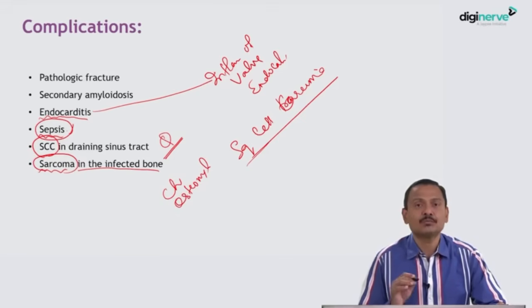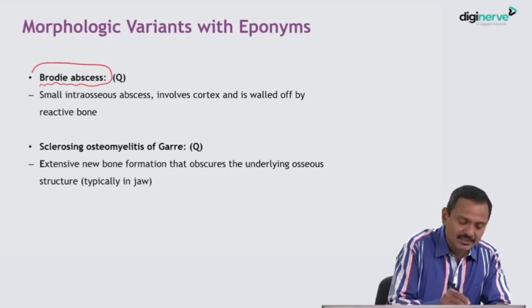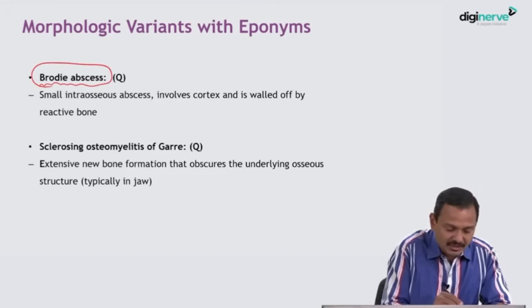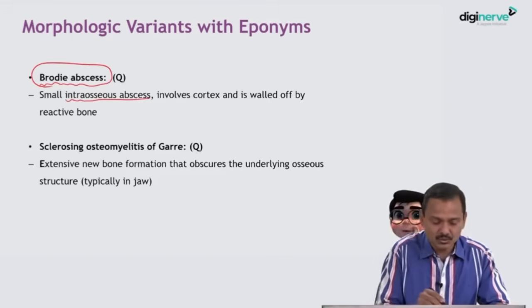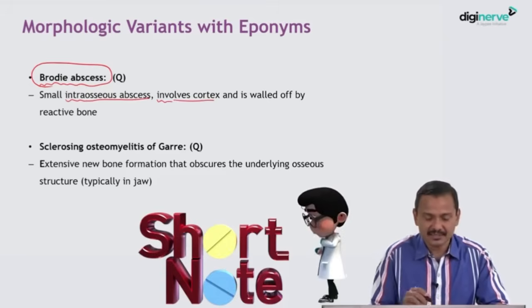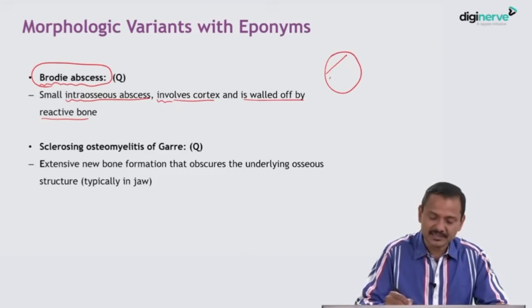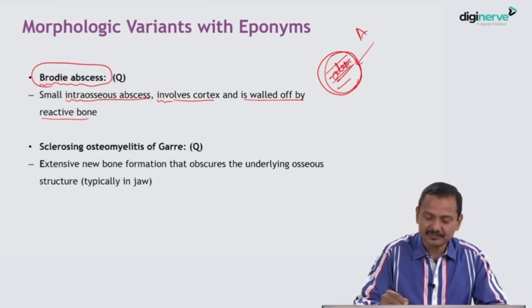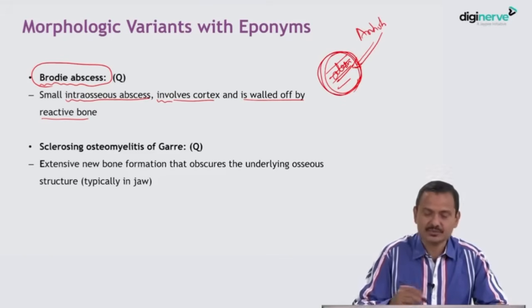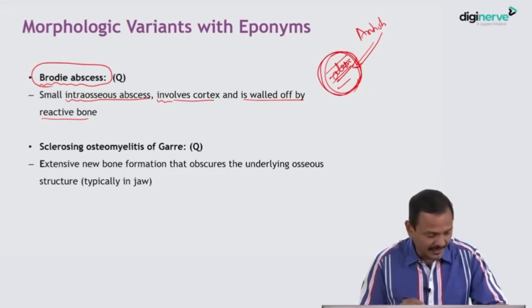Now we will look at two morphologic variants that are frequently asked as questions. One is Brodie's abscess. Now what is Brodie's abscess? Okay? These are small intraosseous abscesses, usually close to or involving the cortex and walled off by reactive bone. So reactive bone is there, inside there is an abscess. And these are difficult to treat because of the new bone formation, the antibiotic cannot penetrate into the abscess, so the organisms will keep proliferating within the abscess.